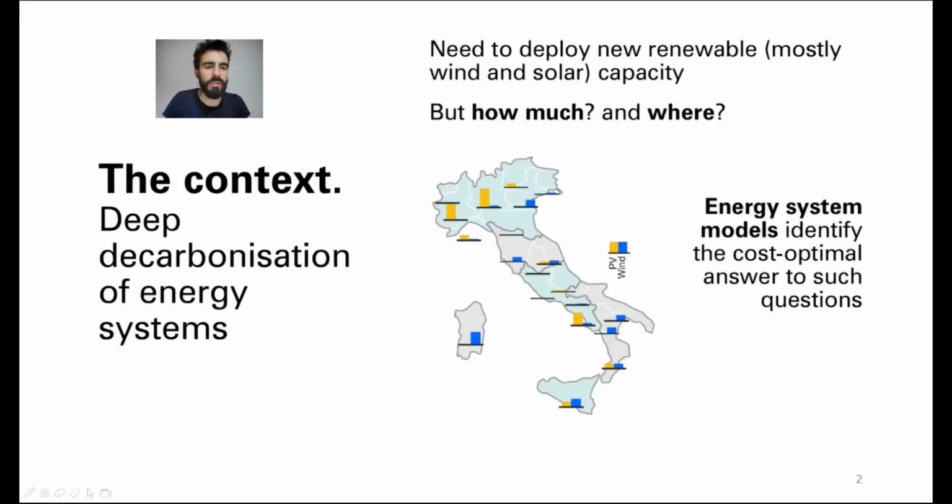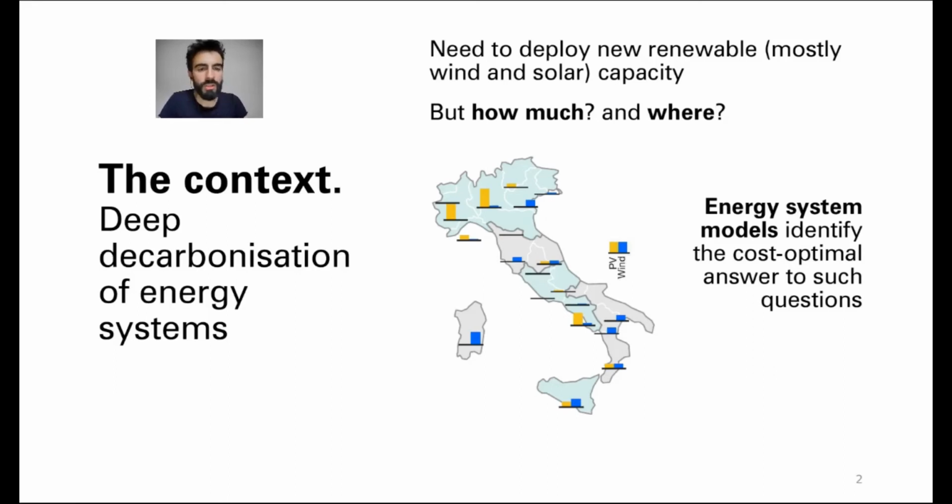Now, before going into the details, let's take a quick step back and clarify a little bit the context. We're talking about supporting the rapid and deep decarbonization of energy systems, and while it's clear that to achieve such a decarbonization we need to deploy a lot more new renewable capacity, exactly how much capacity or which technology we should deploy and where remain open questions. To shed light on such questions, we typically use energy system optimization models, which allow us to identify the system configuration that will make decarbonization possible at the lowest cost for society.